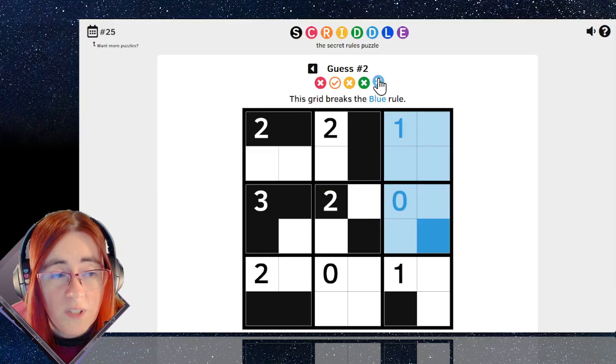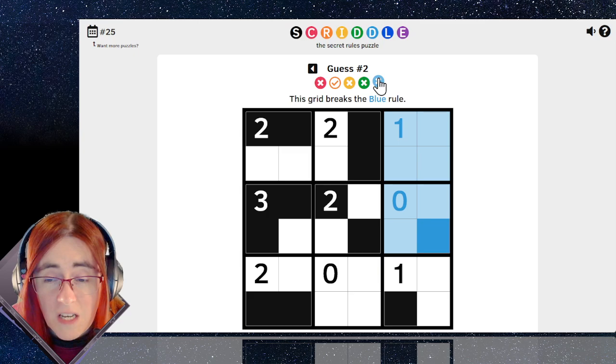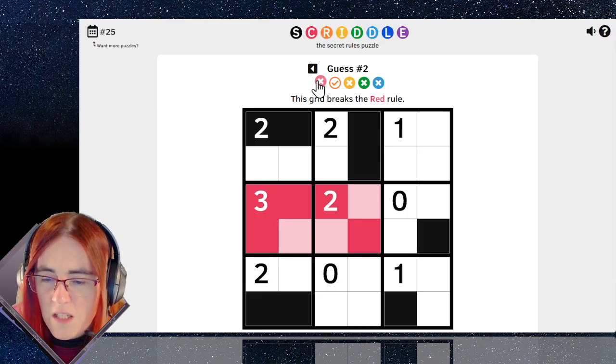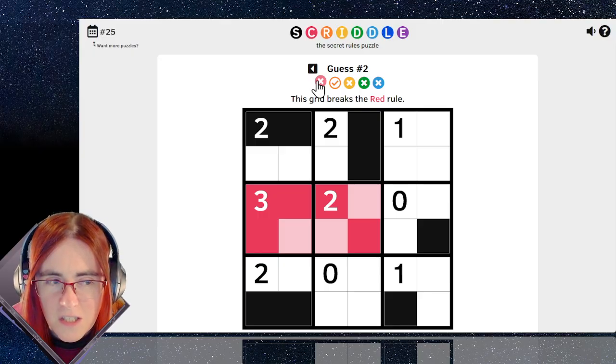Okay, so I think the blue rule is the one that we imagined. It's that we have to have the number of shaded cells that the number says. Don't know what the green rule is saying here. The red rule does seem to not like rooms that have shaded cells that touch shaded cells in other rooms.